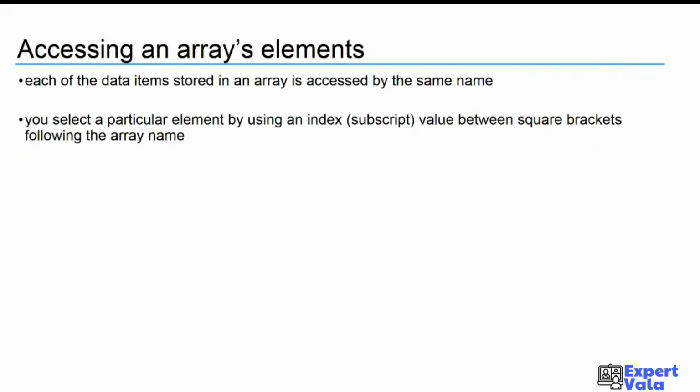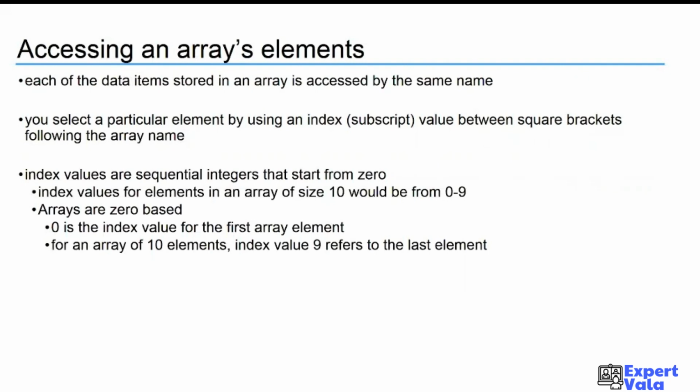This index or subscript value is going to be a number, and it's going to be inside the brackets as well, to access an element in the array or write to that spot in the array, following the array name. So index values are sequential integers that start from 0. So when we talk about an array and its elements, and we talk about the indexes in an array or the subscripts, all those subscripts start from 0.